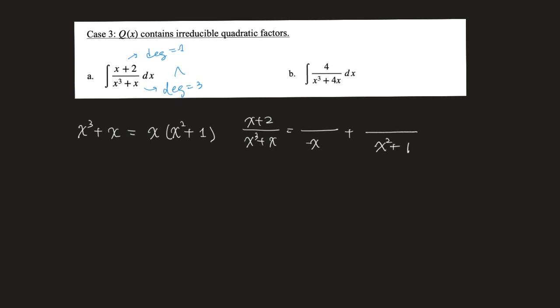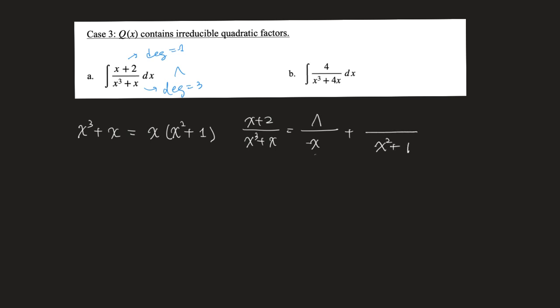This is degree 3. So the bottom is the denominator, the degree of the denominator is bigger, so you don't have to do long division. Now, what you have to do is factor out the denominator, x cubed plus x. That's x times x squared plus 1, right? So the partial fraction decomposition of x plus 2 over x cubed plus x is A over x plus something over x squared plus 1.